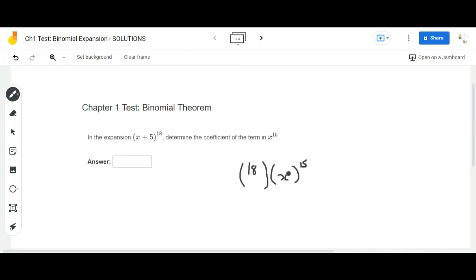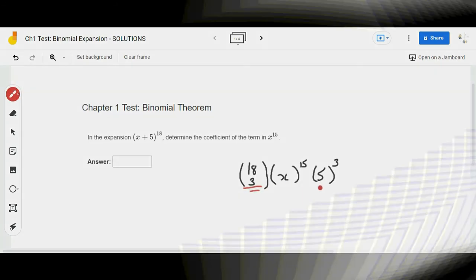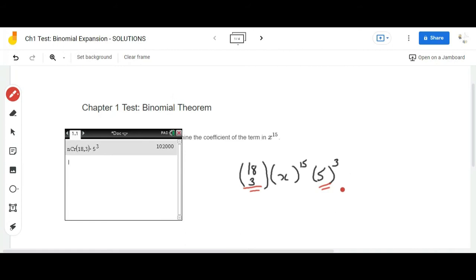And since that's just plain old x, it's pretty obvious that we need to have 15 there as our exponent, and the remaining, leftover exponent has to be 3, because 15 and 3 add to 18. So you can go 18 choose 15 or 18 choose 3. And of course, the part that's going to be your coefficient is going to be 18 choose 3 multiplied by 5 cubed.